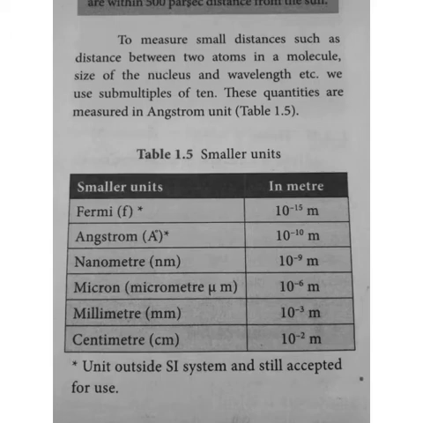Next are the smaller units of length. They are used to measure small distances, such as the distance between two atoms in a molecule, the size of the nucleus, and wavelength. These are Fermi, angstrom, nanometer, micron, millimeter, and centimeter. These are all smaller units. In meters, Fermi is 10 power minus 15, angstrom 10 power minus 10. Next, nanometer is 10 power minus 9 meter.